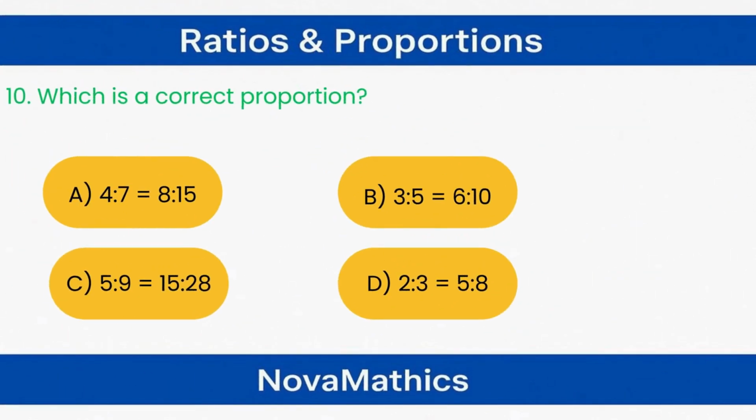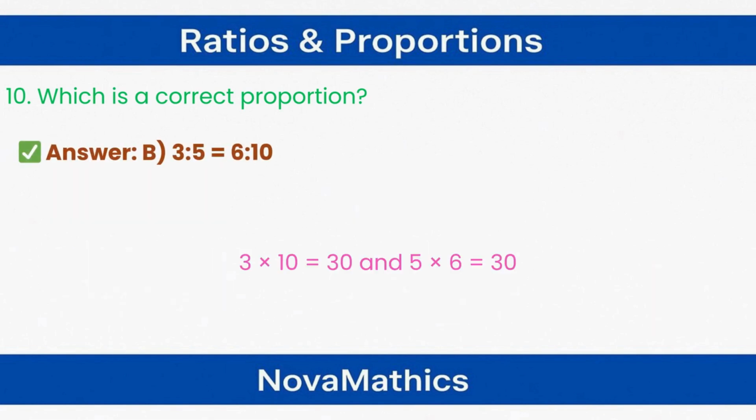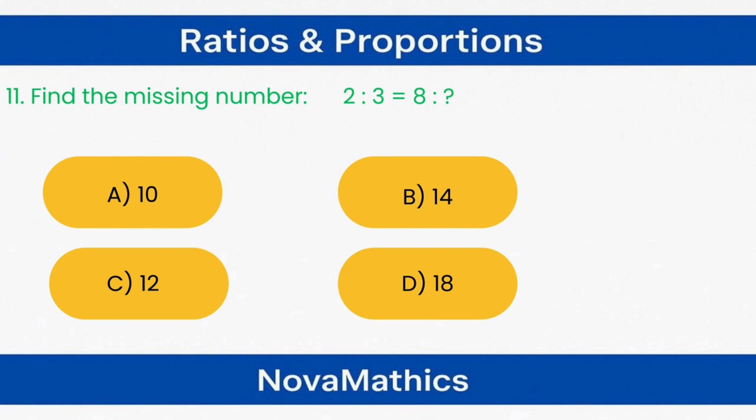10. Which is a correct proportion? Correct answer is B. 3 times 10 and 5 times 6 are both 30. This proportion is correct.